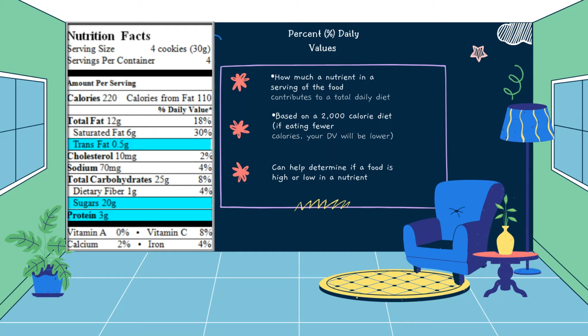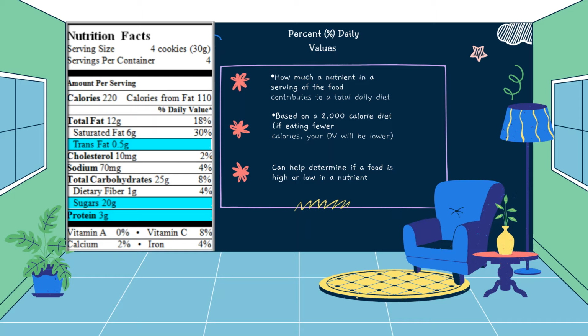The percent daily values are normally located on the right side of a food label and are represented by a number followed by a percentage sign. The percent daily value is a reference amount of a nutrient to consume or not to exceed each day. It's how much a nutrient in a serving of the food contributes to a total daily diet.